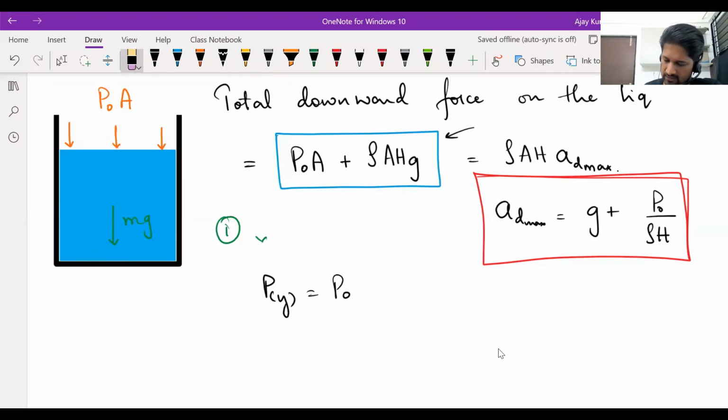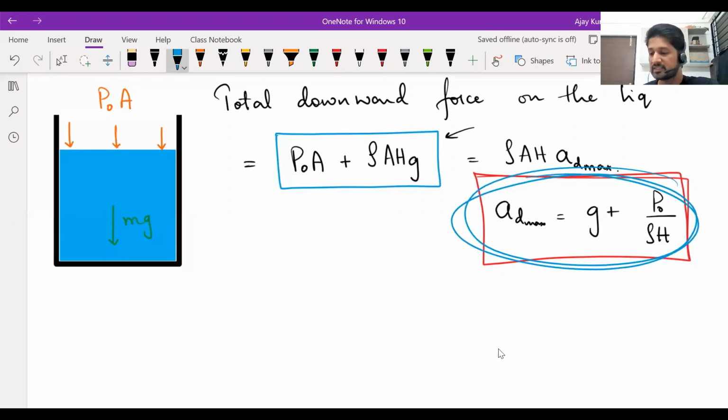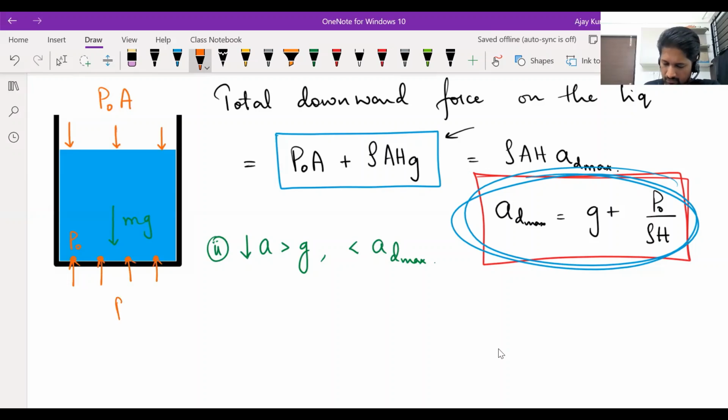Now suppose the acceleration of the container is more than g, but not this much. This is the maximum acceleration with which the liquid can go down. Okay. So let's consider that case where the downward acceleration of the container is greater than g, but less than this maximum downward acceleration of the liquid. Okay. Then what will happen? See, when acceleration is equal to g, the pressure at any point of the base, not just the base, pressure everywhere was P naught. So on the base also it was P naught. So the P naught into A and this cancelled. The effective gravity became zero.